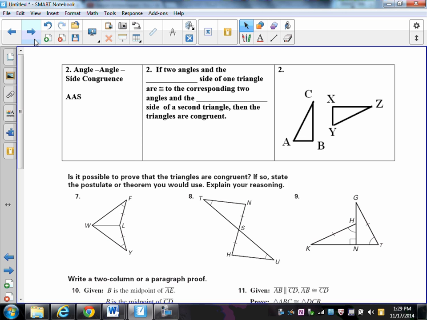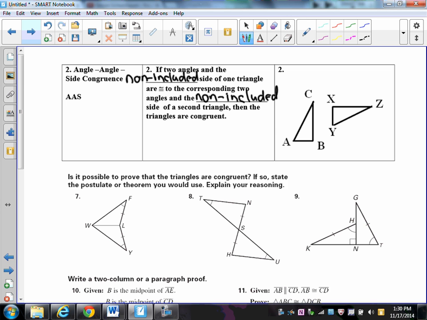The other objective said that we would talk about angle, angle, side. This time, this is if two angles and the non-included side of one triangle are congruent to the corresponding two angles and the non-included side of a second triangle, then the triangles are congruent.